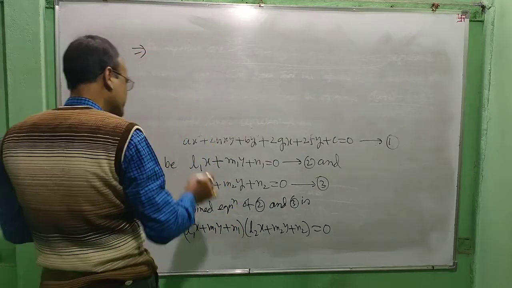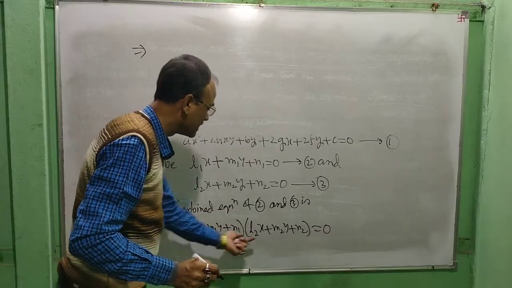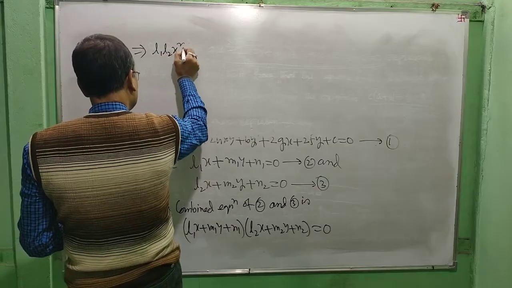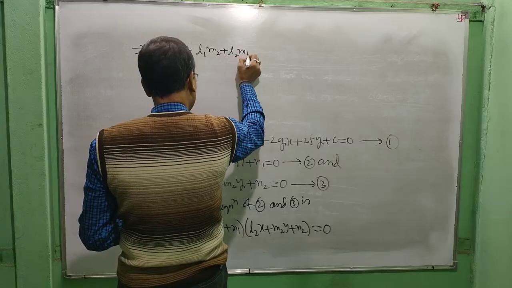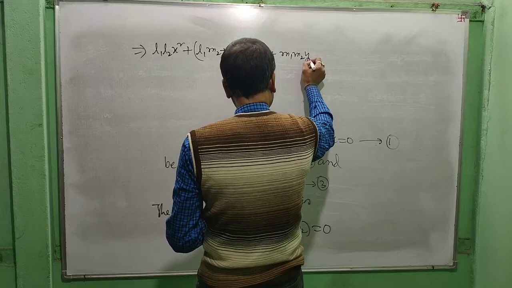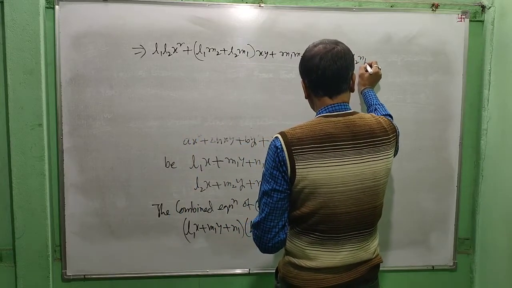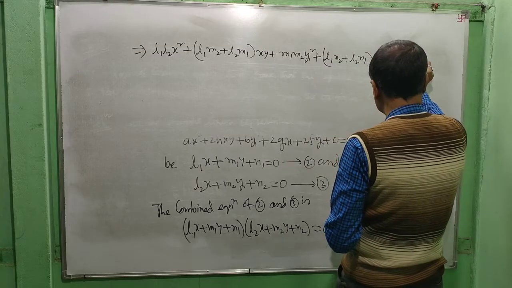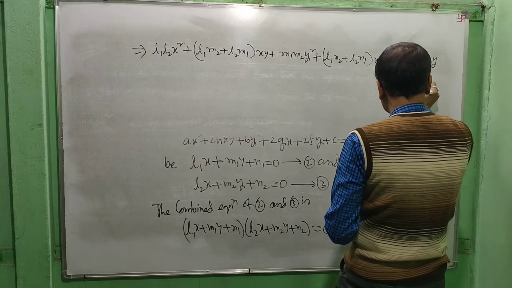This means, how many terms are there? 9 terms. 3 terms multiplied by 3 terms, 9 terms. You will get l1 l2 x square plus (l1 m2 plus l2 m1) xy plus m1 m2 y square plus (l1 n2 plus l2 n1) x plus (m1 n2 plus m2 n1) y plus n1 n2. This is equal to 0.